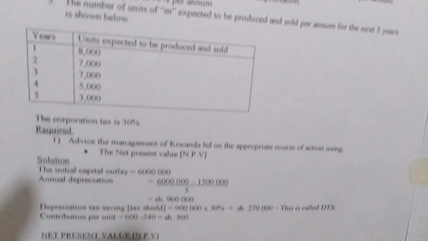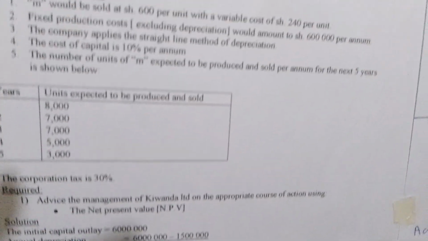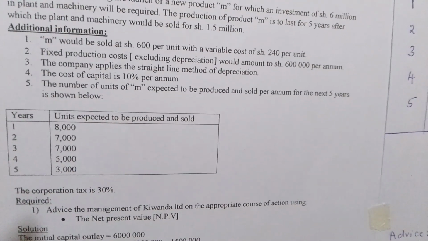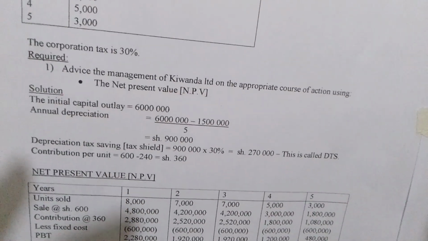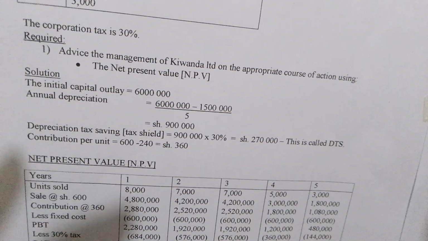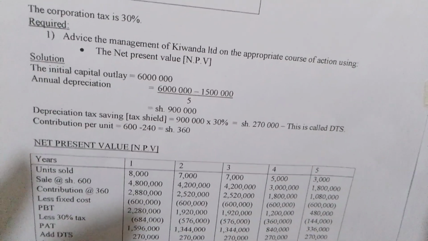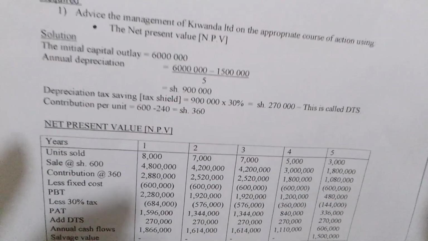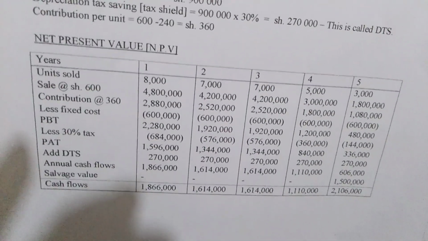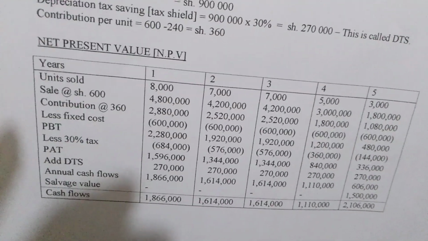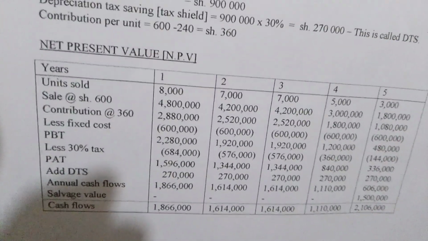And therefore, to get the contribution, we take the selling price per unit. We have been told that each item of product M will be sold at shilling 600, and therefore 600 is the selling price per unit, less the variable cost of shillings 240, and our contribution per unit is 360. Then we move to the next part now, which is very critical as far as our computation is concerned.